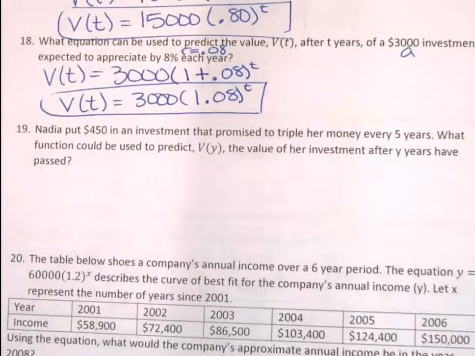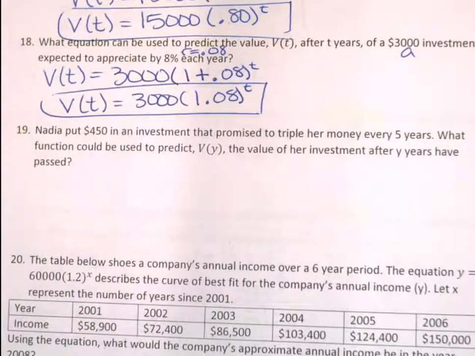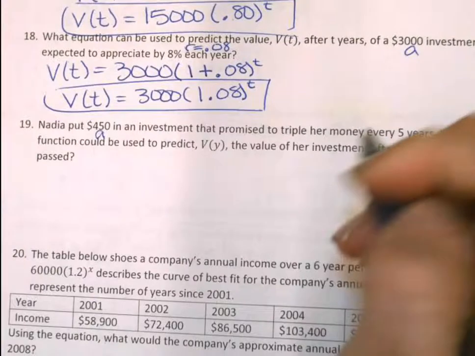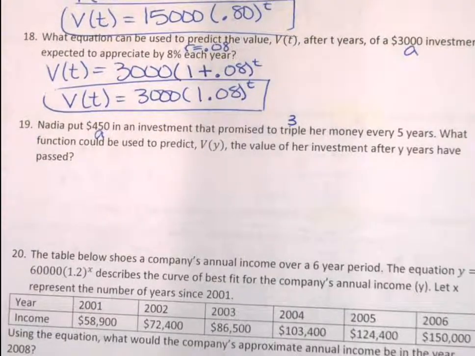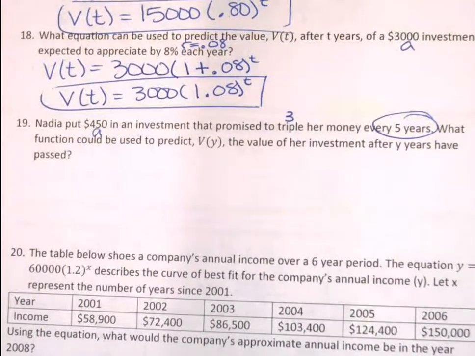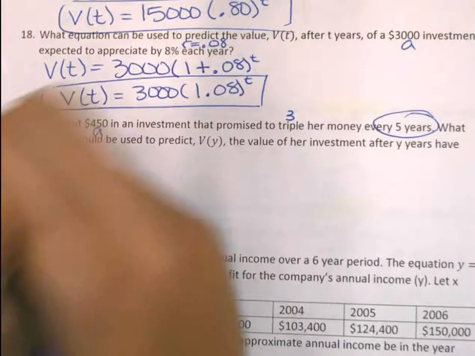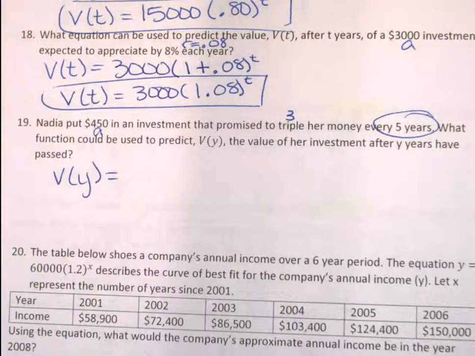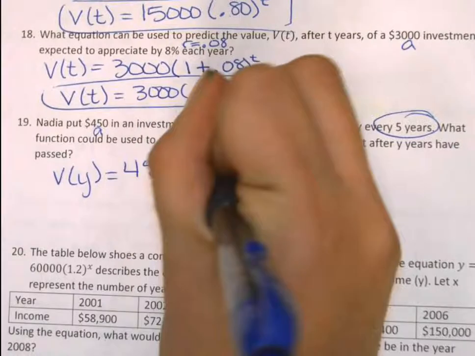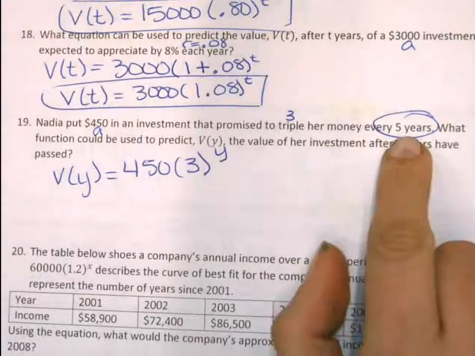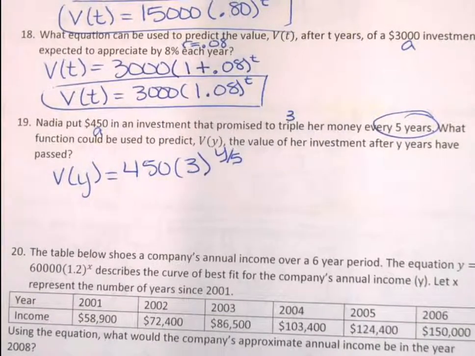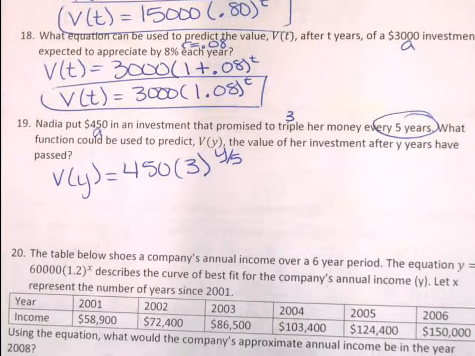Number 19 is very similar to 18, but it has an extra piece in it. So it tells us she starts at $450. It triples, so that's a magic word to mean 3. Every 5 years means that in my exponent, I need to make it so it's in multiples of 5. This one wants me to write it as V of y. Starts at $450. Triples was our magic word, so that goes inside the parentheses. And then my exponent is y, but because it told me it happens every 5 years, I'm going to divide my exponent by 5. And this just makes it so my exponent has to be a multiple of 5.